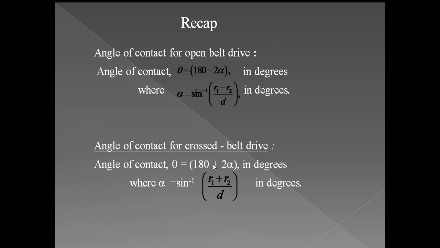For the crossed belt drive, both the pulleys have the same angle of contact, either smaller diameter or higher diameter. So both pulleys have the same angle of contact. Here theta is equal to 180 plus 2 alpha. In the open belt drive, if both the pulleys have the same diameter, then the angle of contact will be the same.